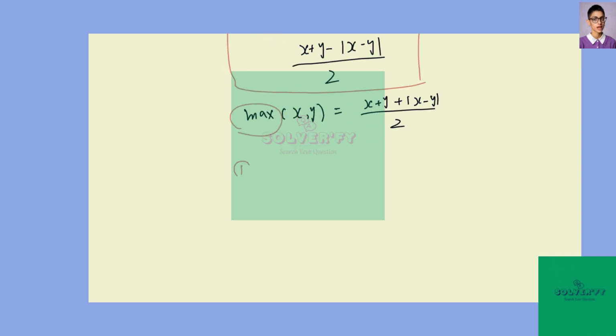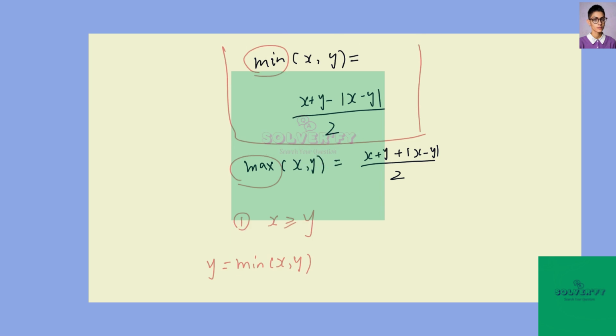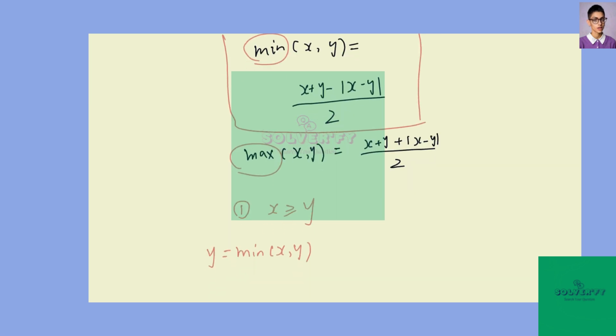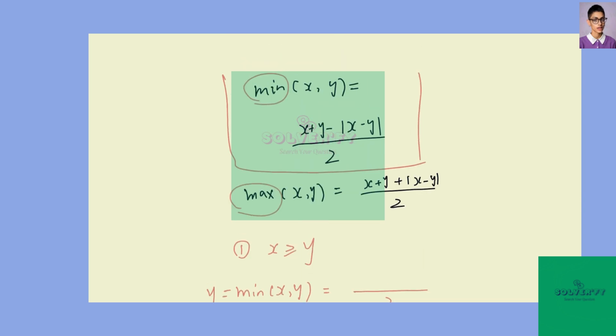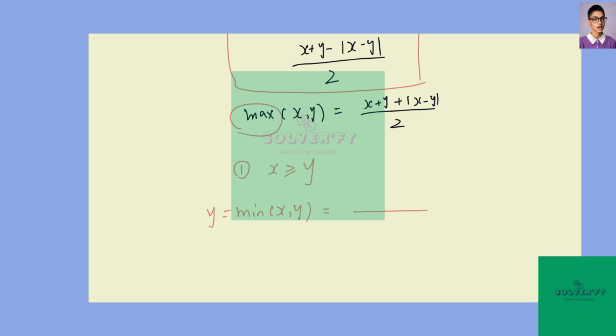First, let's assume x greater than y. The minimum of x, y will be just equal to y, because minimum means we want to choose the last one, or smaller one. Okay. By the definition, we know the minimum of x, y will be just equal to y.